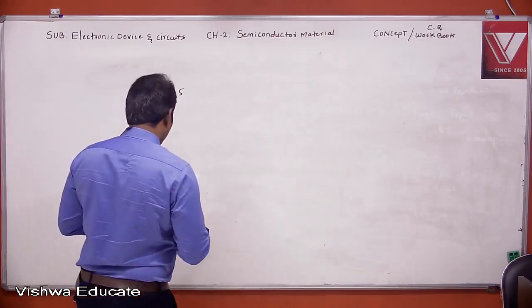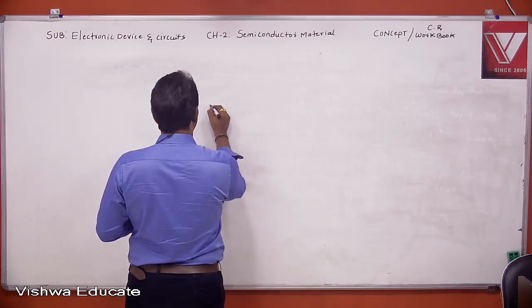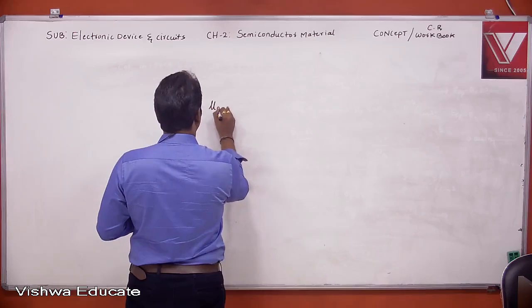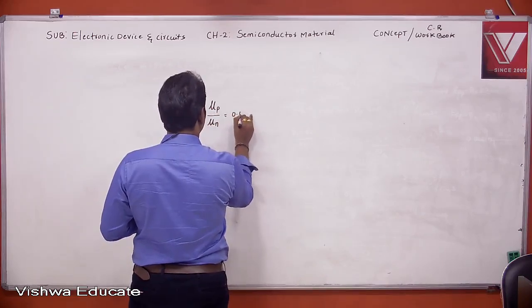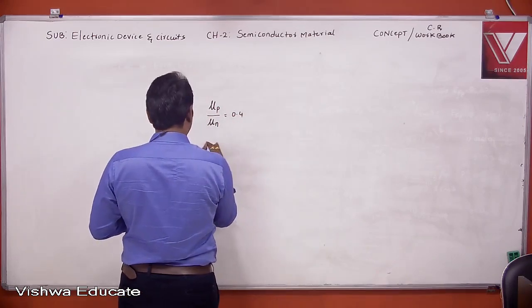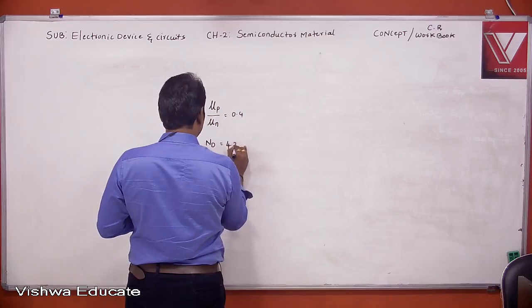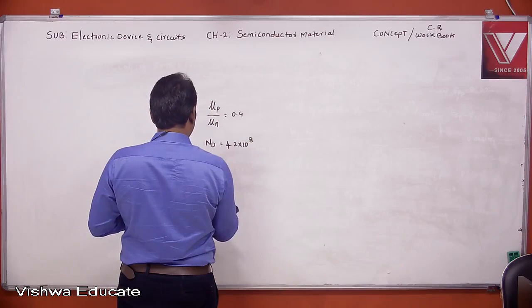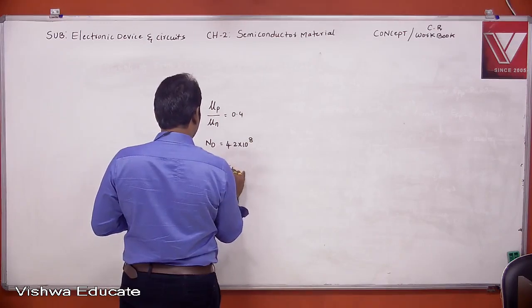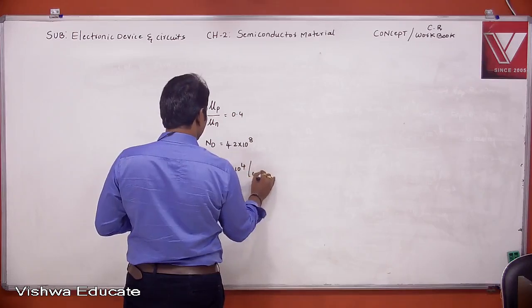All of you read the question. The n-type semiconductor has the following data. They given hole and electron mobility ratio, that means mu p by mu n, how much? 0.4. Also, they given a doping concentration, that is Nd equal to 4.2 into 10 power 8. Also, they given Ni equal to 1.5 into 10 power 4 per centimeter cube.